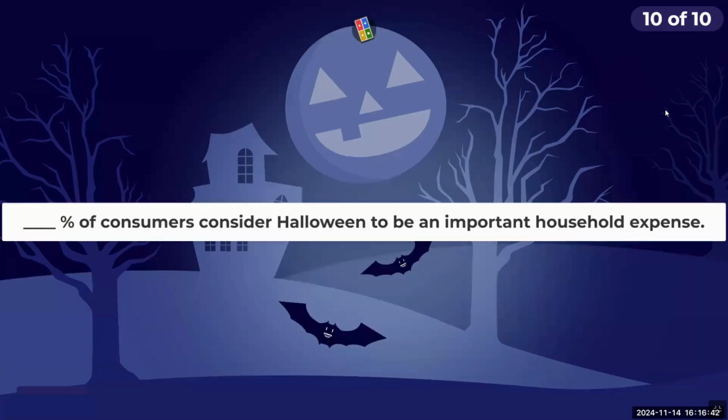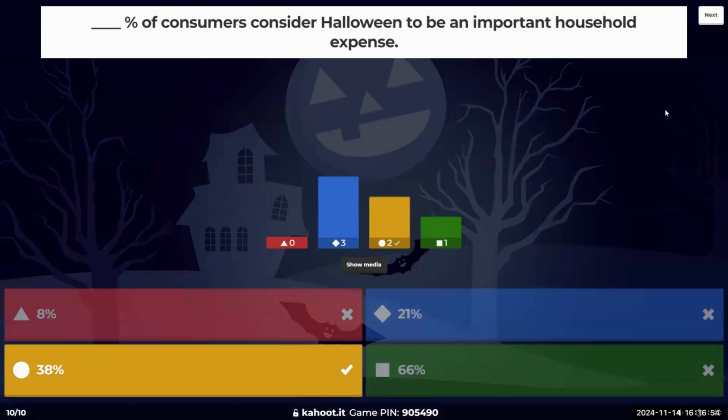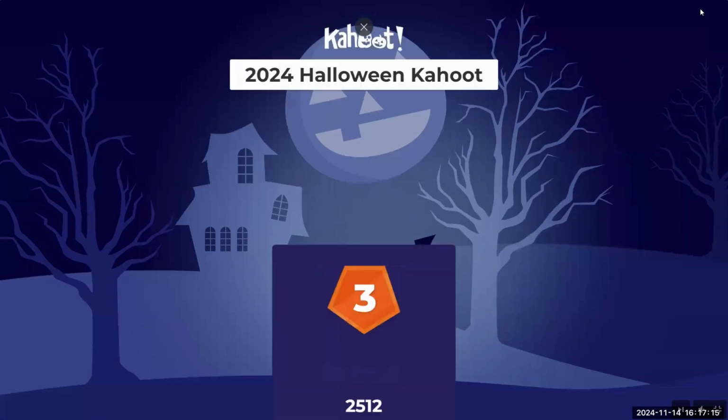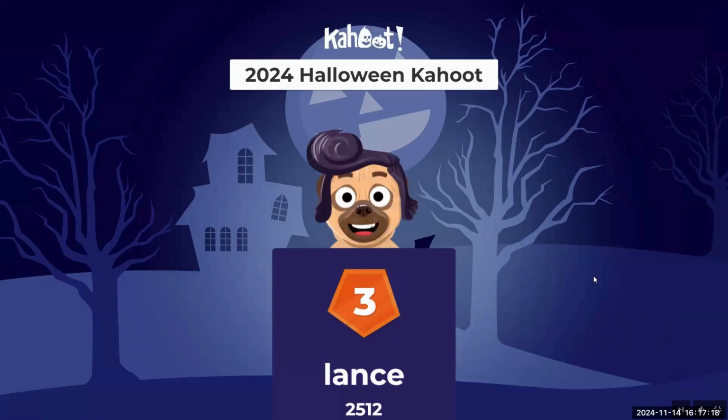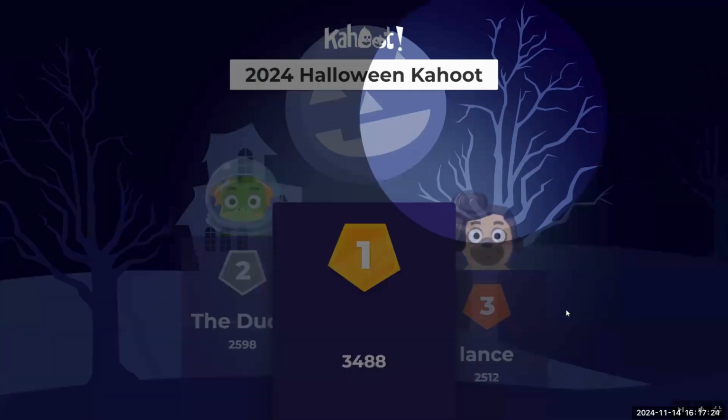Last question. See if Smiley holds on to her lead. What percent of consumers consider Halloween to be an important household expense? 8%, 21%, 38%, or 66%? Nice. It was 38% who actually consider this to be an important household expense. And we know if you're an educator in a classroom, you could have a kid who has Halloween as their most important holiday next to somebody who does not celebrate it, perhaps for cultural or other reasons. So we always framed it as spooky season, not really just Halloween. But let's see here. Lance got third. Good job, Lance. The dude got second and in first place.